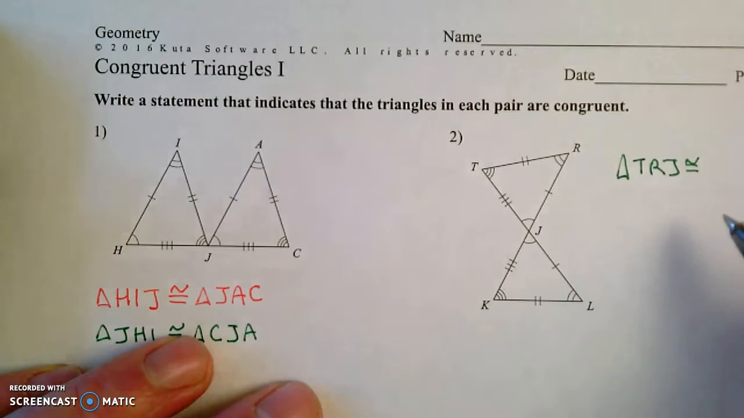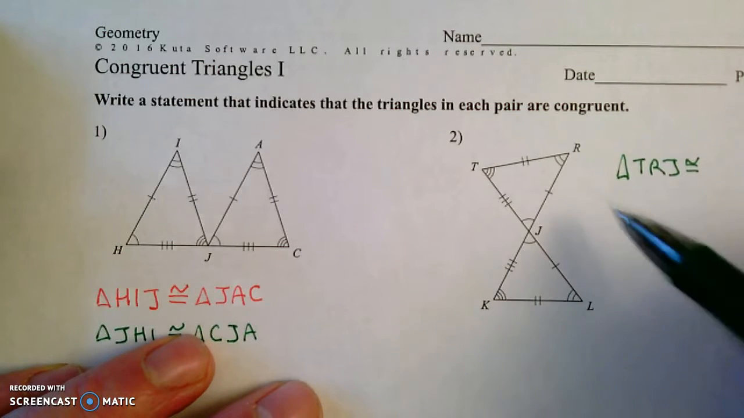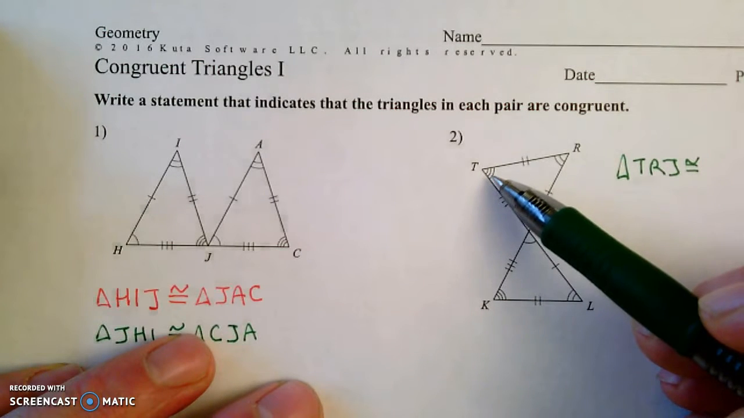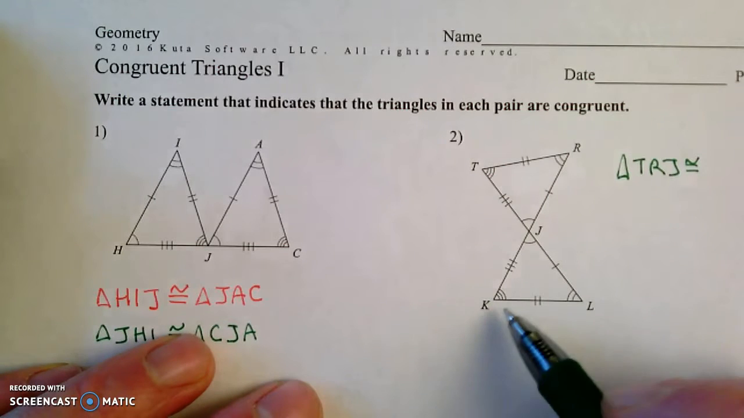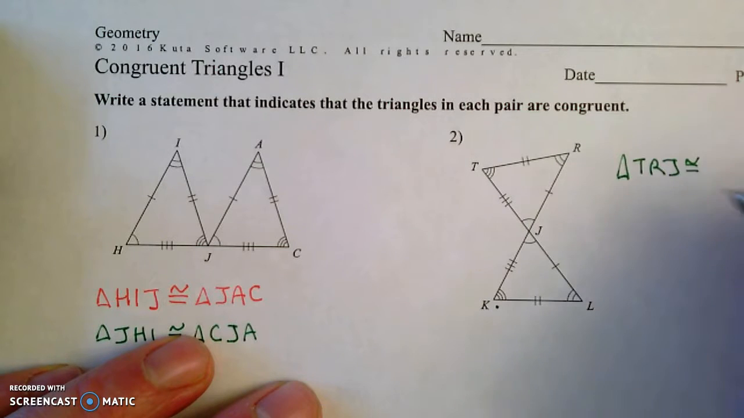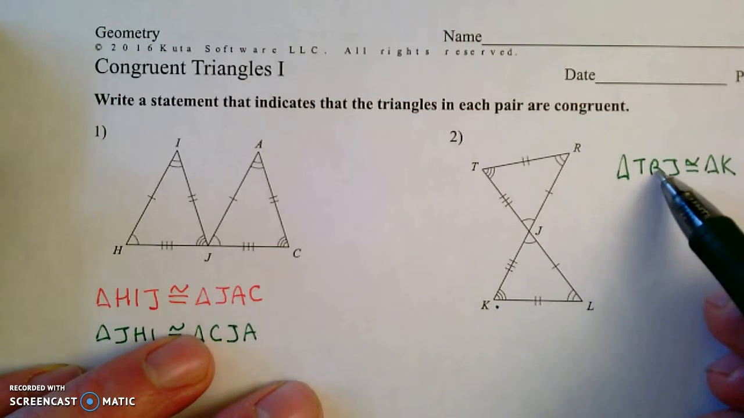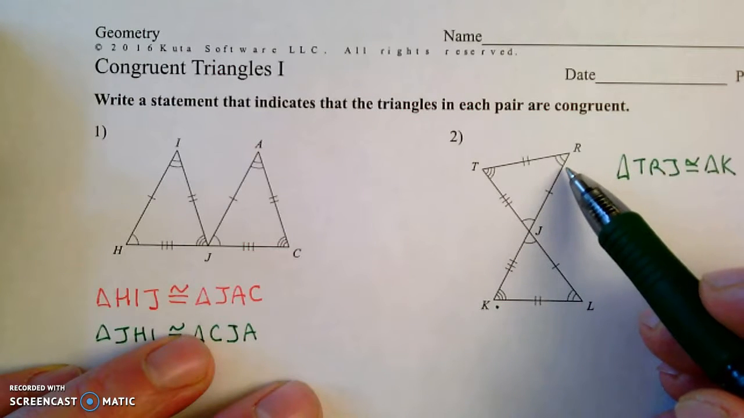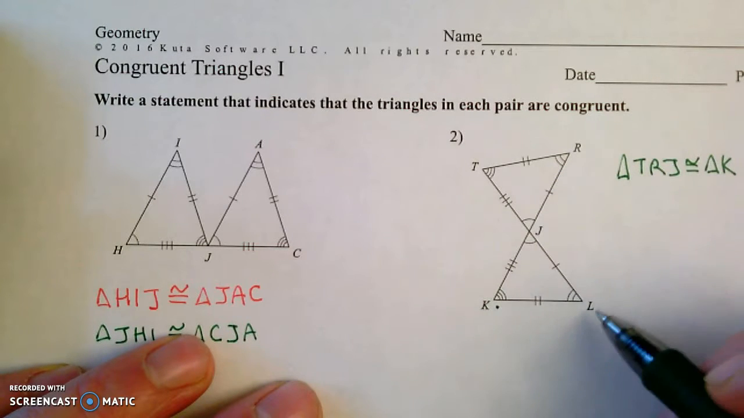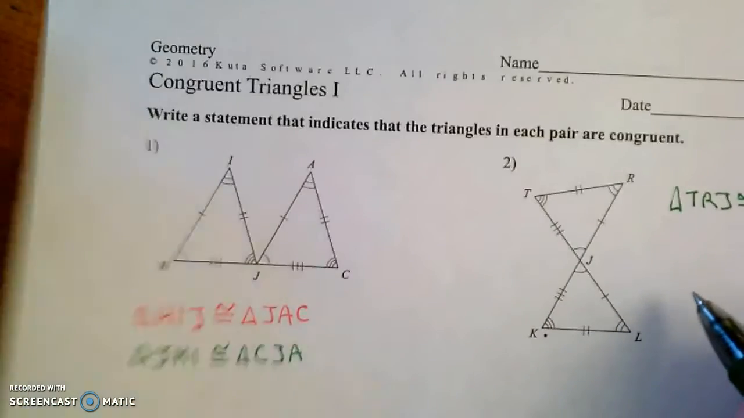There's our congruent symbol. It's like an equal sign with a tilde on top. T is marked with 3 arcs. So it corresponds to K down here, which is also marked with 3 arcs. So we're going to call this triangle K. R comes next. That's marked with 2 arcs. Look down here, L. That's marked with 2 arcs. So L comes next.